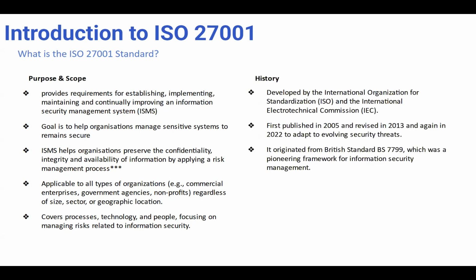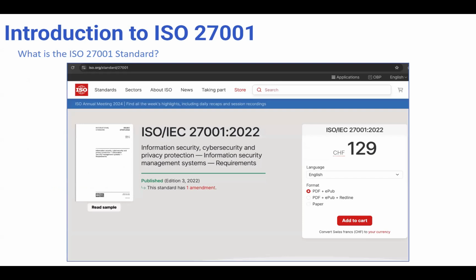Some quick history: it was first published in 2005, and revised in 2013. Just to say, there is a new standard, ISO 27001:2022, which most organizations are expected to move over to in 2025. That is the latest ISO 27001 standard, the 2022 version. This is a short snapshot from the ISO website. You can purchase the ISO 27001 standard by going to this website. You can see the 2022 version is the latest and is the one on sale.